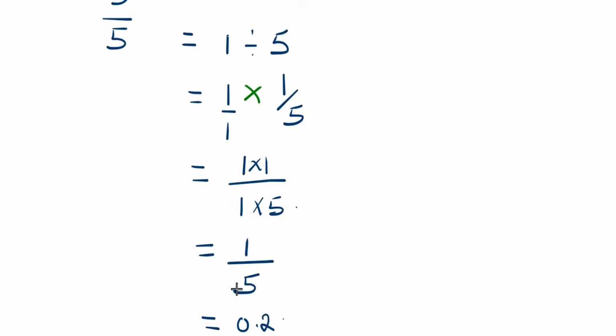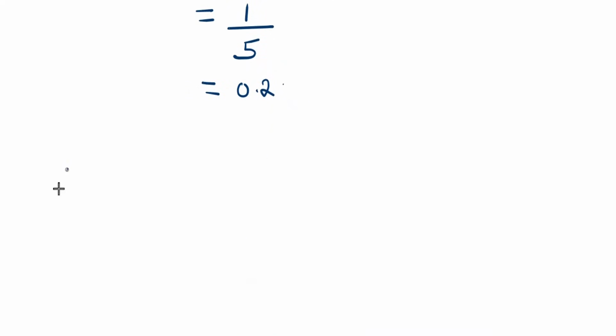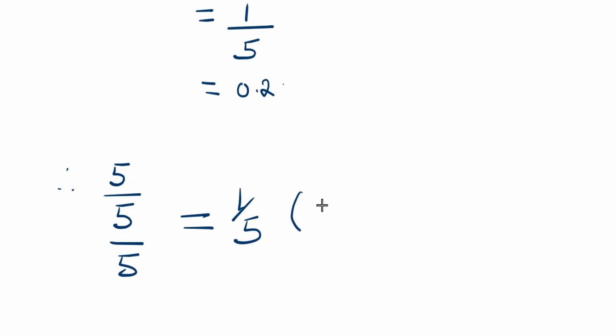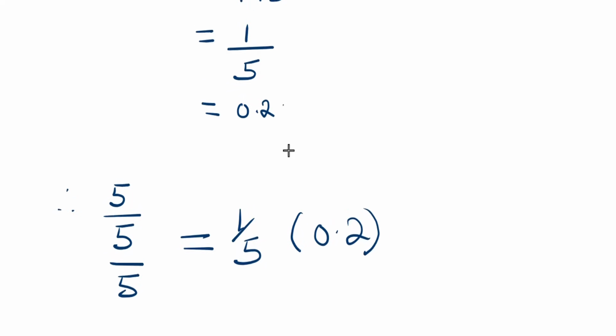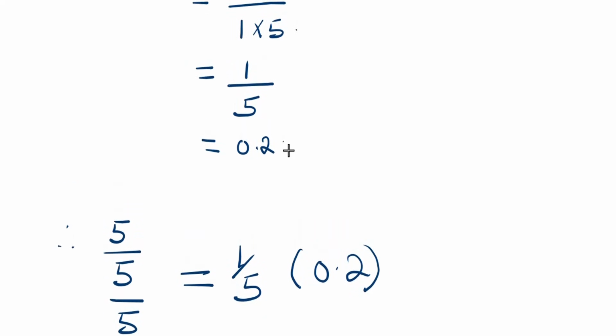Therefore, we can conclude that our expression 5 divided by 5 and still divided by 5 equals 1 out of 5, or equals 0.2, but not 1 as some students failed it.